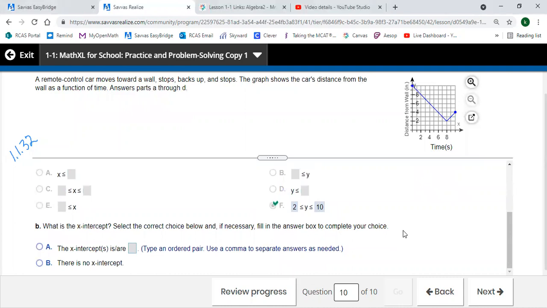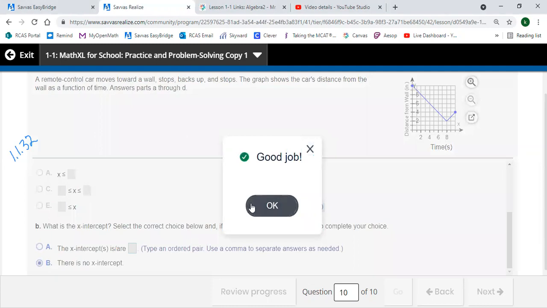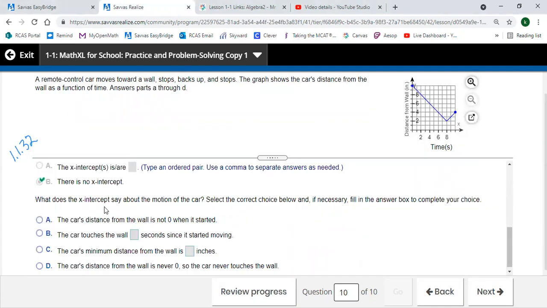So far, so good. What's the X-intercept? So the X-intercept, that's the X-axis. There is not one. Check that off. And then what does the X-intercept say about the car? Remember, it's time and distance from the wall. So that would mean the distance, because it never gets to 0, that the car never does hit the wall. So the car's distance from the wall is not 0.